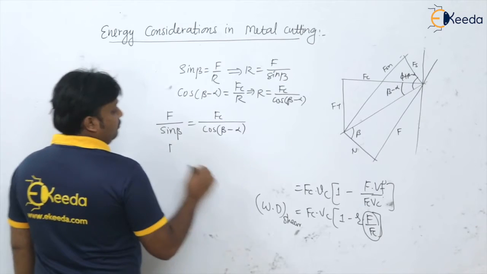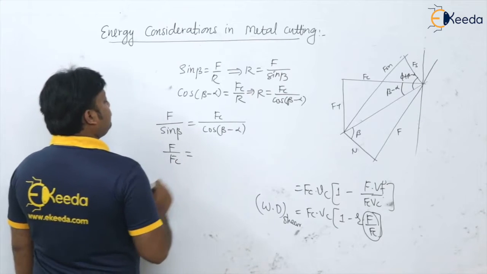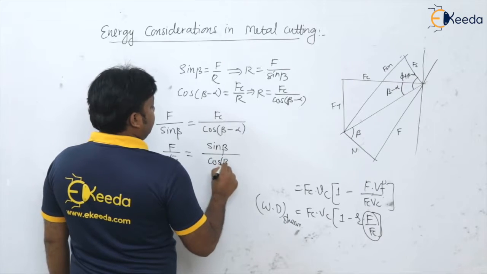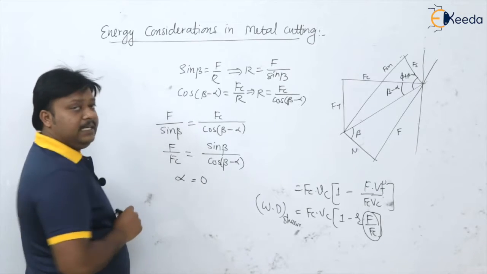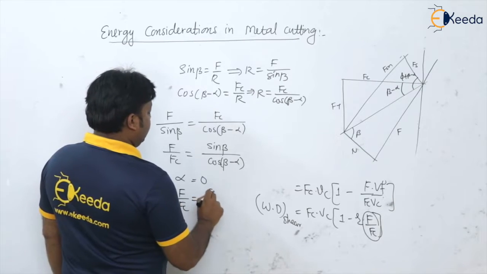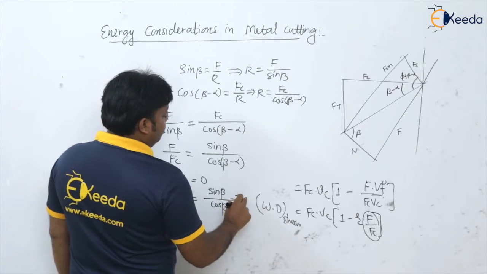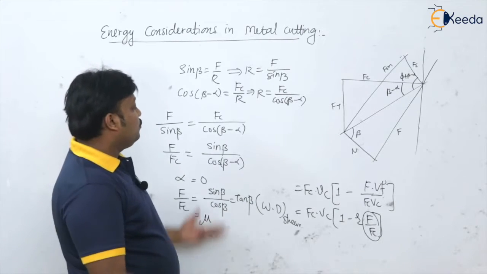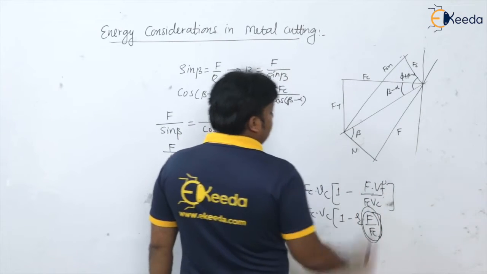Isn't it? So what we need here is F divided by Fc. So F divided by Fc, what is there? Sine of beta divided by cos of beta minus alpha. But here in the question what is given? Alpha is 0, that is rake angle is 0. So what will come here? F divided by Fc is equal to sine beta divided by cos beta, which is nothing but what? Tan of angle beta, and tan beta is nothing but our coefficient of friction. So the proof is done. F divided by Fc when rake angle is 0 is mu.